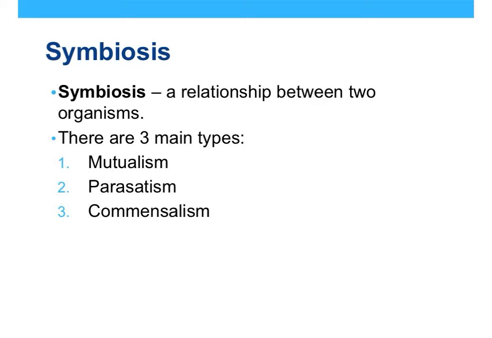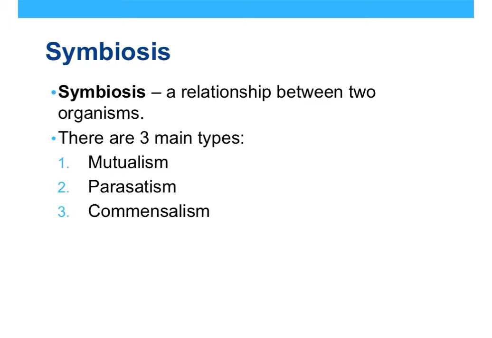Today we're going to be looking at relationships. Back in Unit 4, we learned about the symbiosis theory, how eukaryotes came to be by a larger prokaryote eating a smaller one. Symbiosis is the relationship between two organisms. There are three main types that you need to know. There are actually more types, but you only need to know these three. The first one is mutualism, the second one is parasitism, and the third one is commensalism.